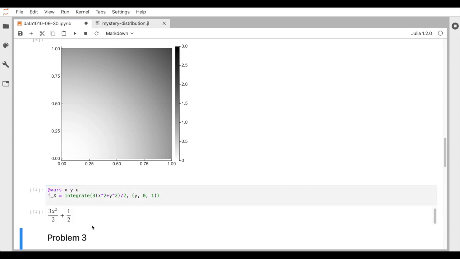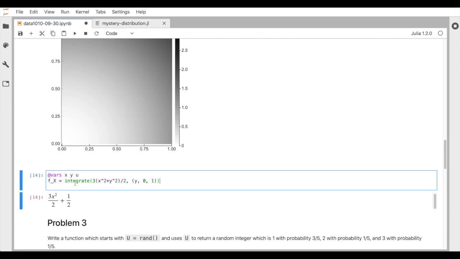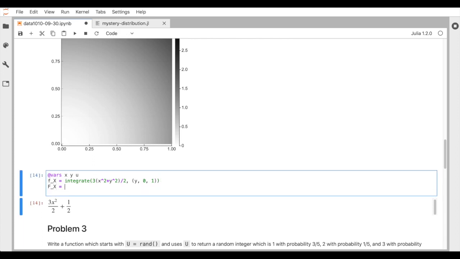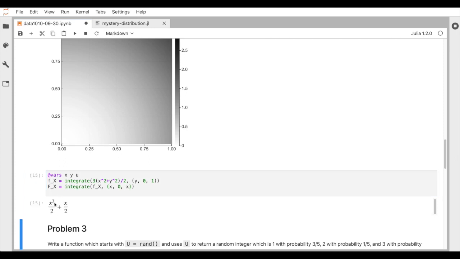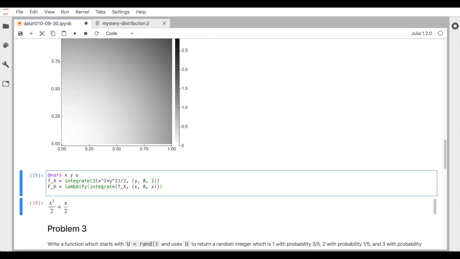And to find the cumulative distribution function of f, so that's just the density, we can integrate the density from negative infinity up to x, but from negative infinity up to 0 you get nothing, so we can just start from 0. And we integrate that up to x, and we get (x cubed plus x) over 2. And we can turn that into a function with the lambdify function. So this (x cubed plus x) over 2, this is a SymPy expression.